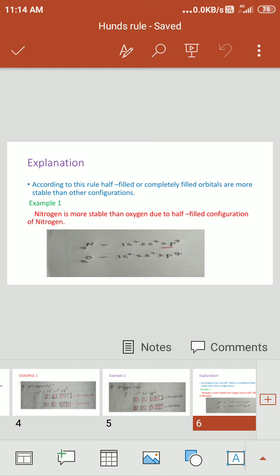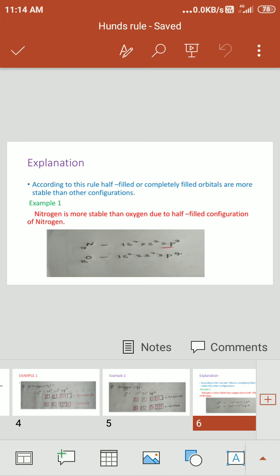So those atoms which have the half-filled configuration or fully filled configuration at the valence shell are very stable compared to the other elements. For example, d orbitals have 10 electrons. Having 10 electrons in the valence shell is fully filled, and 5 electrons is the half-filled configuration. For example, nitrogen is more stable than oxygen.